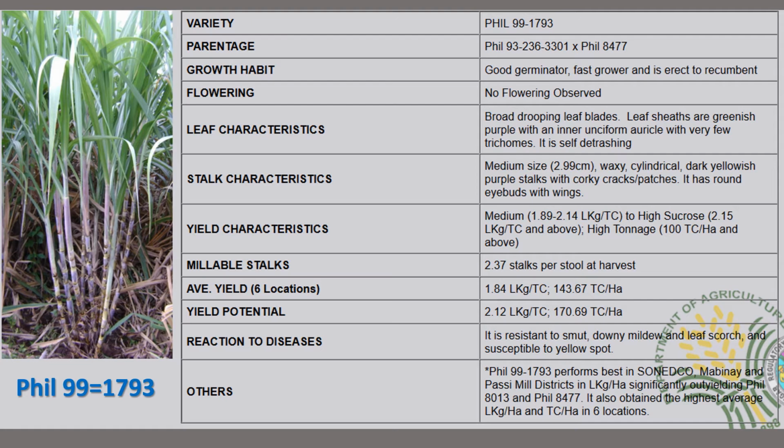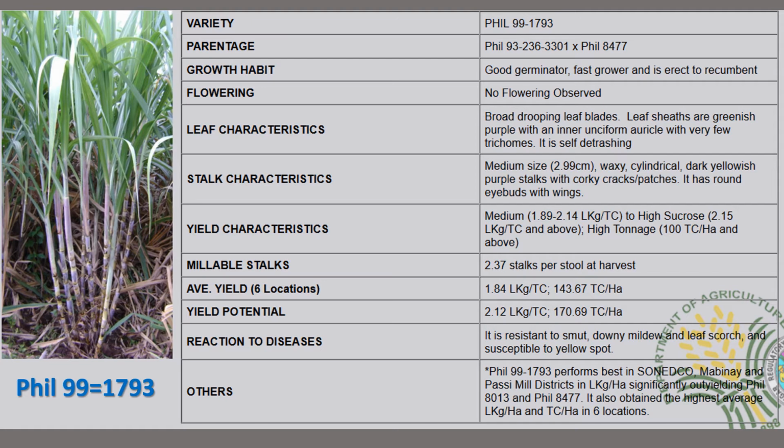For the leaf characteristics, ang magandang ano dito is it is self-trashing. So hindi ka na kailangan ng maraming tao para mag-alis ng mga trash or dead leaves. For the stalk characteristics, it has a medium size, waxy, cylindrical, dark yellowish purple stalks with corky cracks and patches. It has a round eye bud with wings.